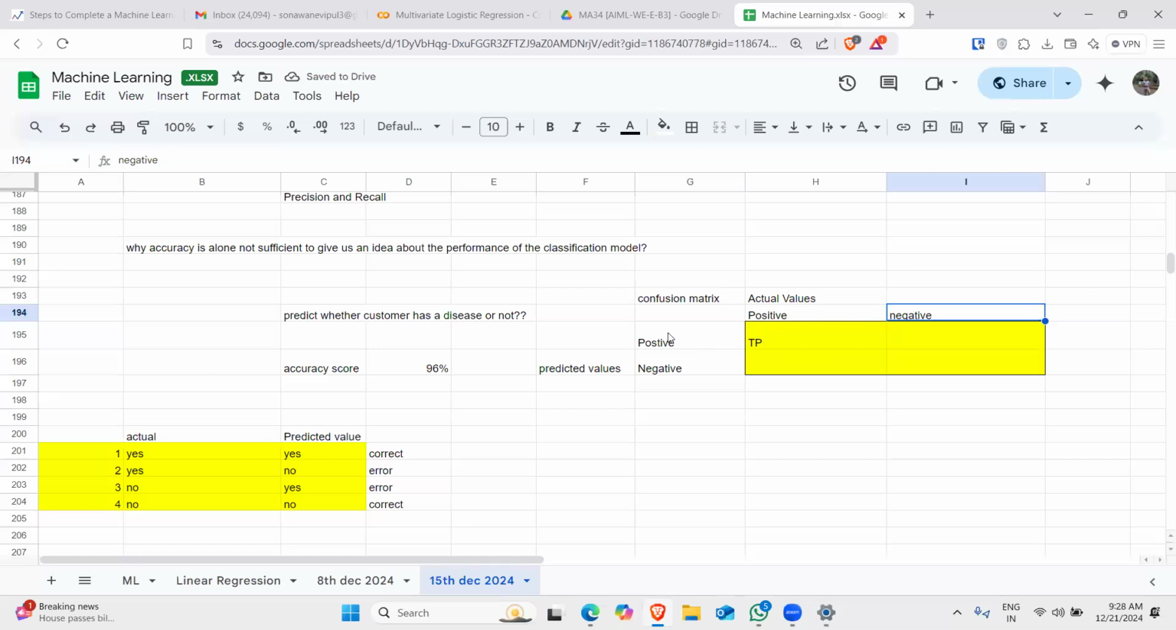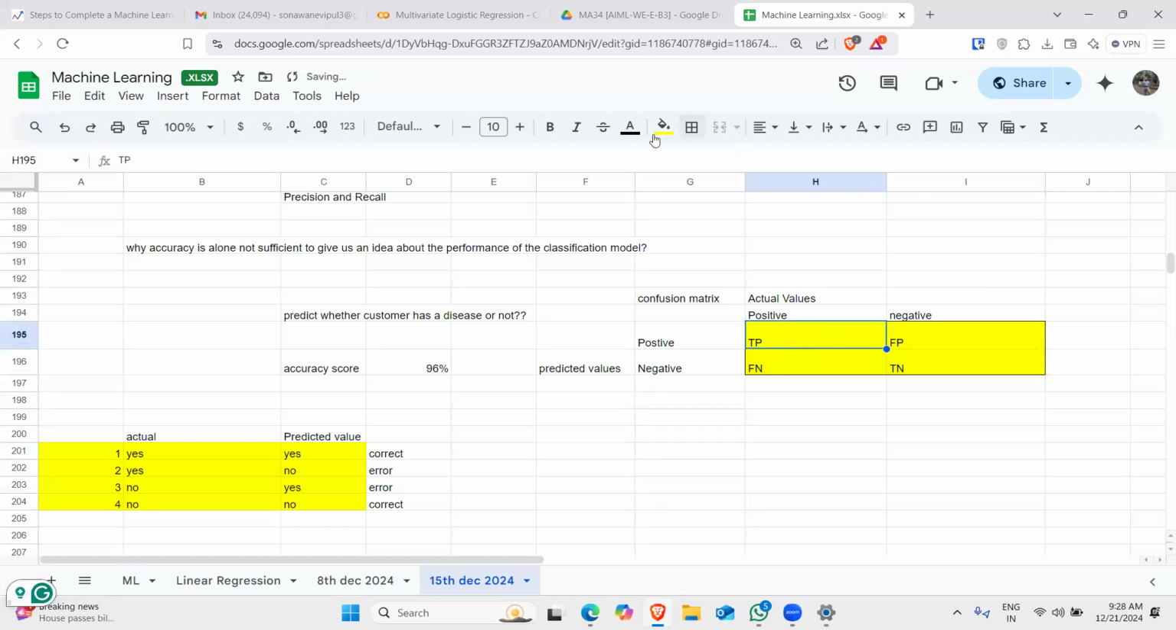Actual is negative, model has predicted positive. So this is false positive. This is actual is positive, model has predicted negative. So this is false negative. And actually it is negative, model has predicted negative. So this is also known as true negative.